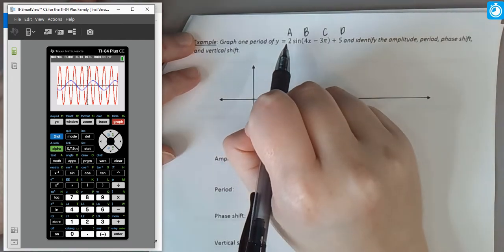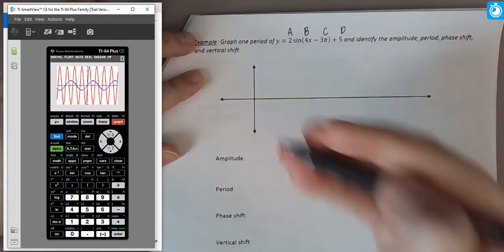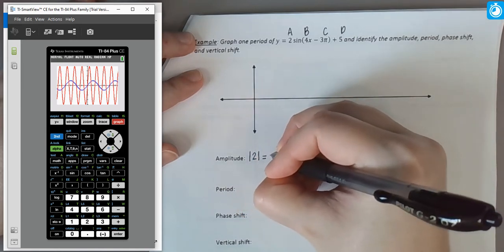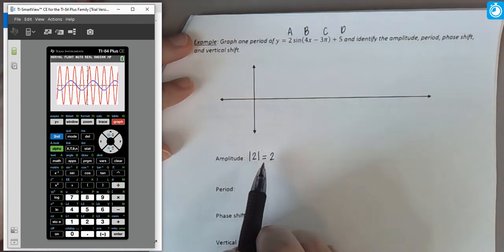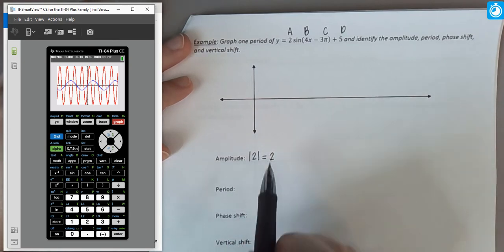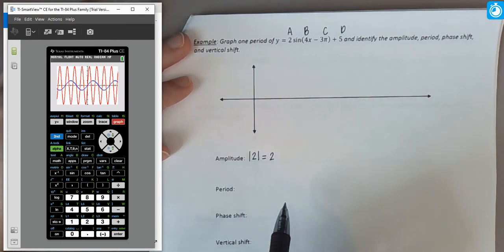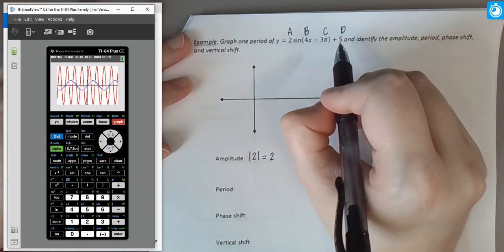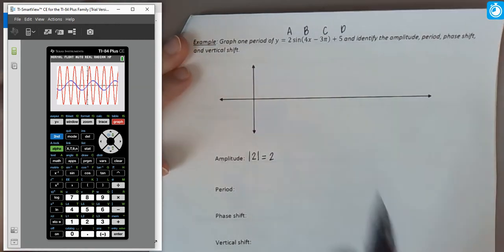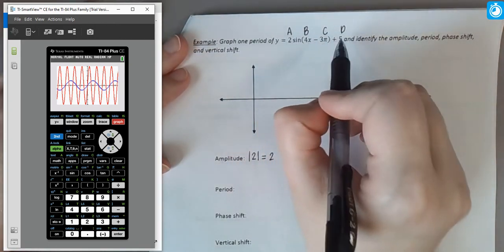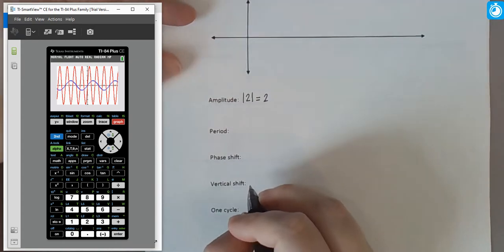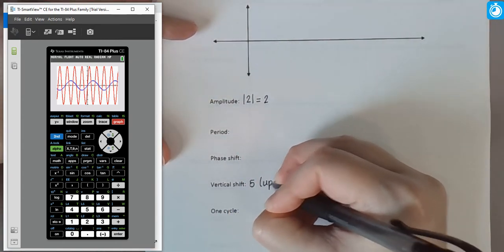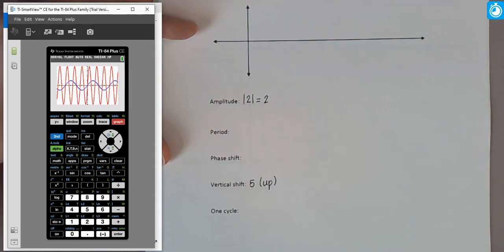Okay, so let's start with A. A is our amplitude, so we have a 2 there, so the amplitude is going to be the absolute value of 2, which is 2. So that's going to give us the height of the wave from our central line, 2 units up and 2 units down. Now here we have a vertical shift. We've shifted this whole graph up 5 units because we've taken our previous output and we've added on 5 to it. So our vertical shift is going to be positive 5, which means we're shifting up 5 units.